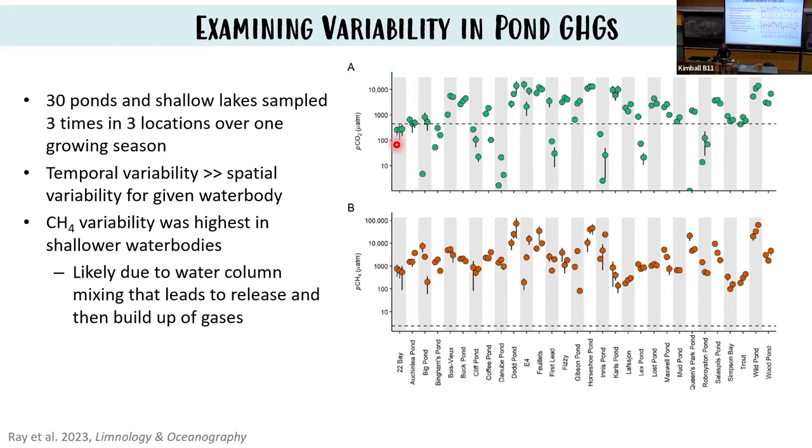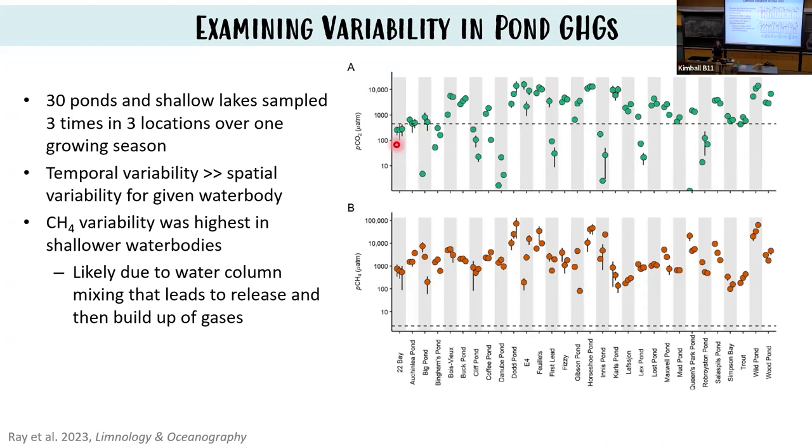And so what we found was that the variability was greater across time than across space. And the methane variability was highest in our shallower and smaller water bodies than in our bigger and deeper water bodies. And we think that this is likely due to that accumulation of carbon dioxide and methane on the bottom of stratified systems. Remember how I talked about how there's cold, dense waters and then warm waters? Well, in something like Cayuga Lake, that's stratified all summer. And you have those gases building up, but they're not gonna vent out till the fall when the lake turns over.